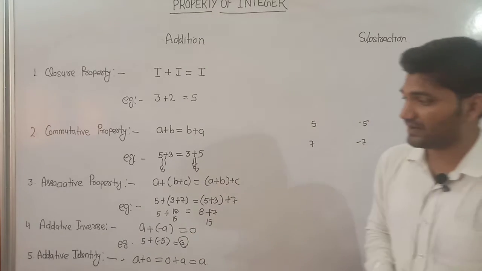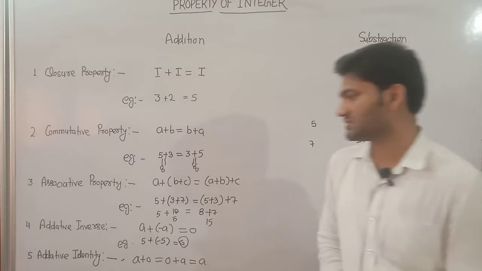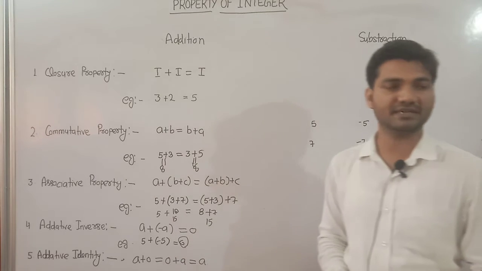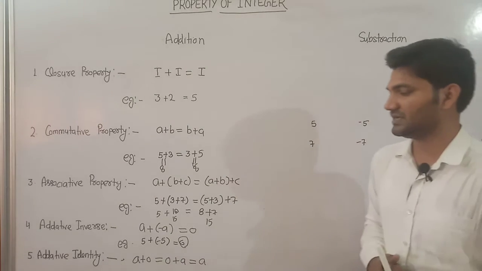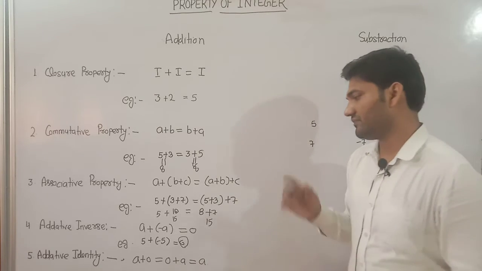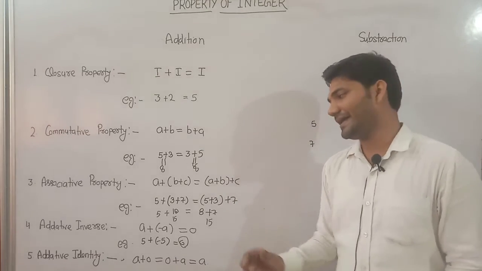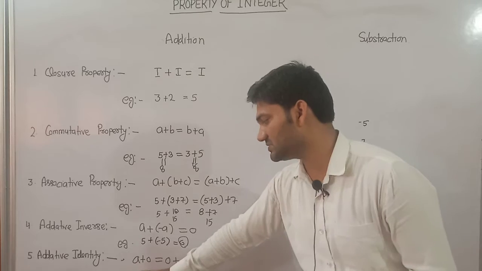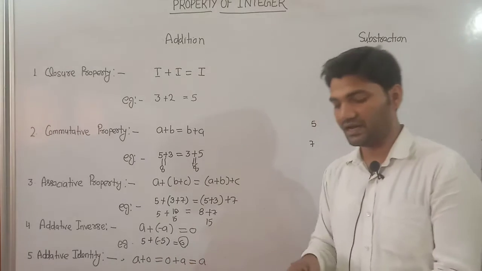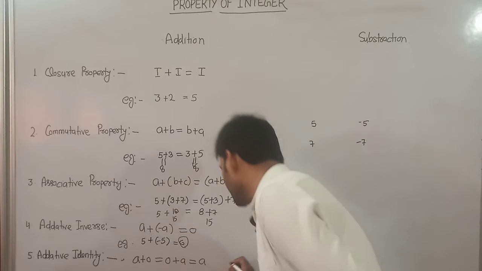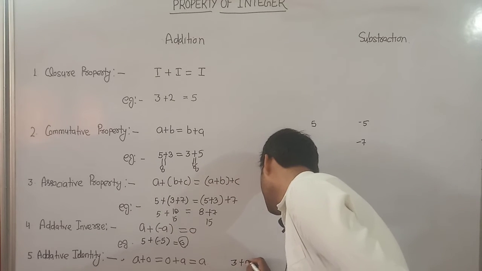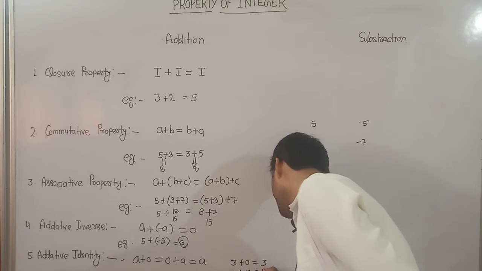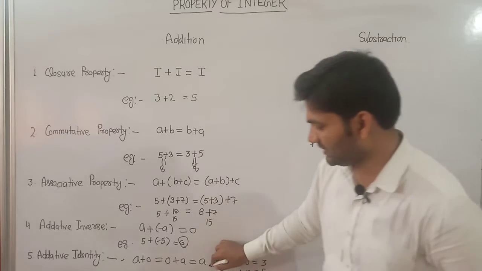Next and last is the property of additive identity. If any integer a is taken and 0 is added to it, the result will be the same number. If any integer is taken and 0 is added, the result will always be the same number. For example, a plus 0 is equal to 0 plus a, and in both cases the answer is a. Any examples: 3 plus 0, the result will be 3. 0 plus 5, the result will always be 5. It means additive identity. It is the additive identity.